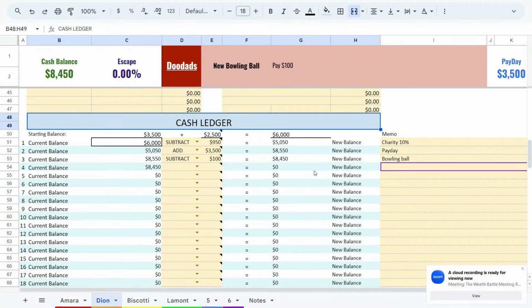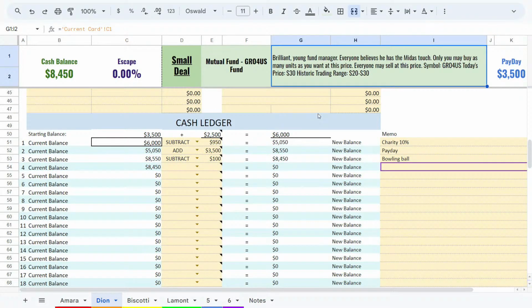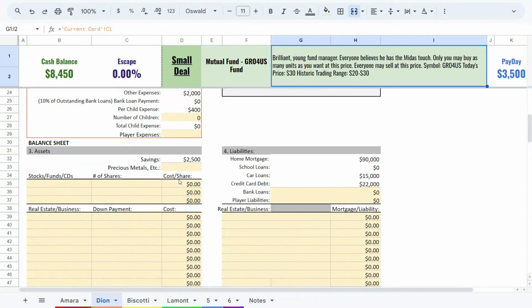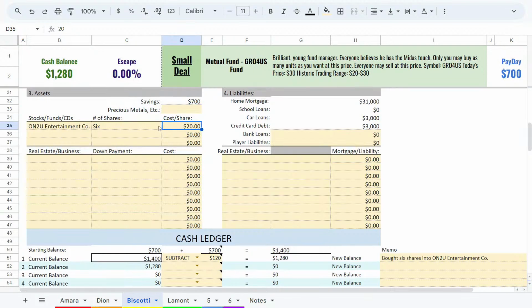Welcome, Olivia. It's a mutual fund. Grow for us. A brilliant young fund manager. Everyone believes he has the Midas touch. Only you may buy. Today's price is $30. Historic trading range is $20 to $30. Wait, grow for us. Oh, no. I thought he had that. No way. No. Do you want more to Scotty or no?